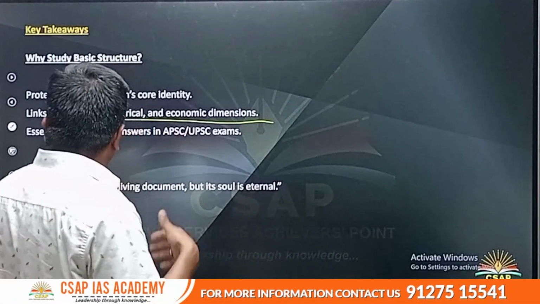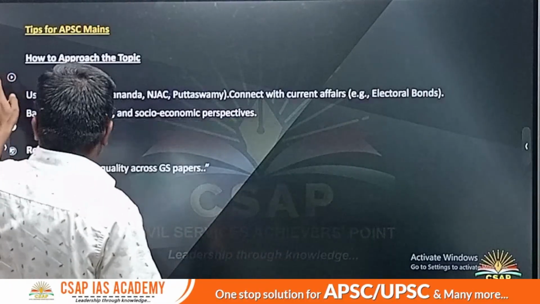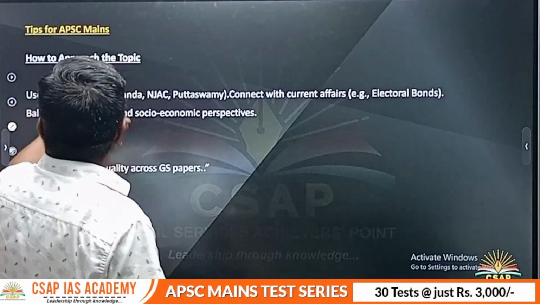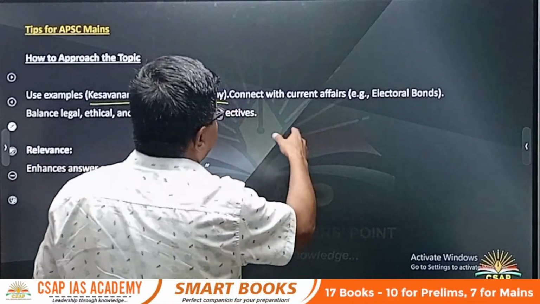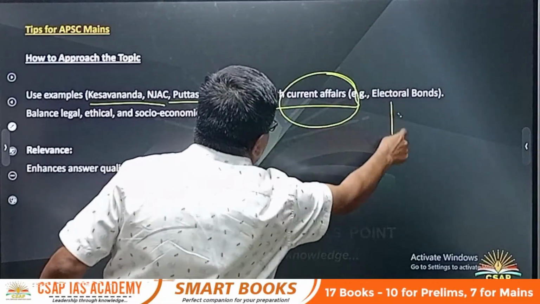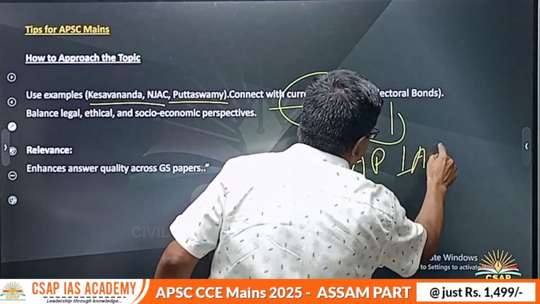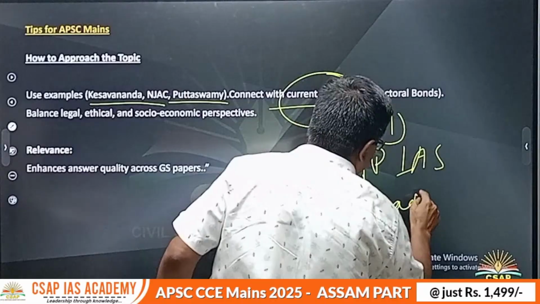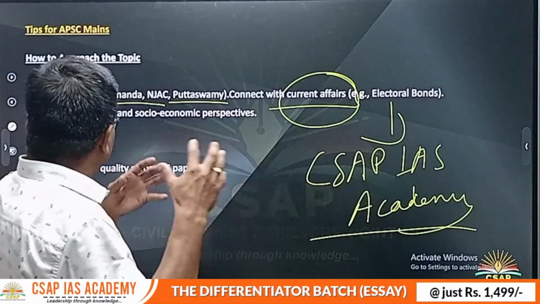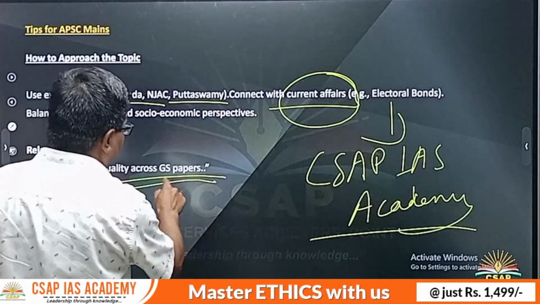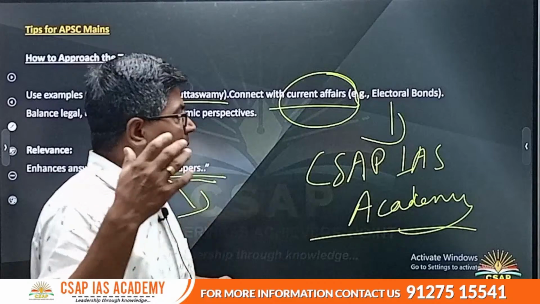Therefore the constitution is a living document, but its soul is eternal. It is a dynamic constitution. As we said, various topics you need to approach with examples and connect them with current affairs. For example, electoral bond. Type electoral bond and CSAP IAS Academy, and you will get a very good article on the theme. And most importantly, this understanding will also enhance your answer quality across GS papers, which again plays a very important and determining role.